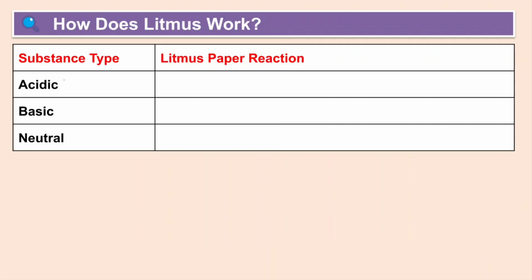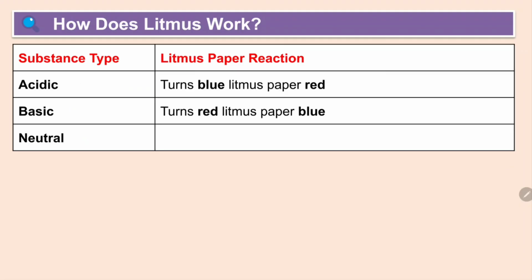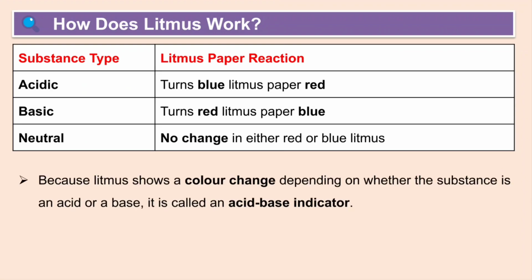So what were the substances? Acid, basic and neutral, isn't it? And what was the reaction of the litmus paper? Acidic turns blue litmus paper red, basic turns red litmus paper blue, and for neutral there was no change in either red or blue litmus. So this is our conclusion. Because litmus shows a color change depending on whether the substance is acidic or a base, it is called an acid base indicator.